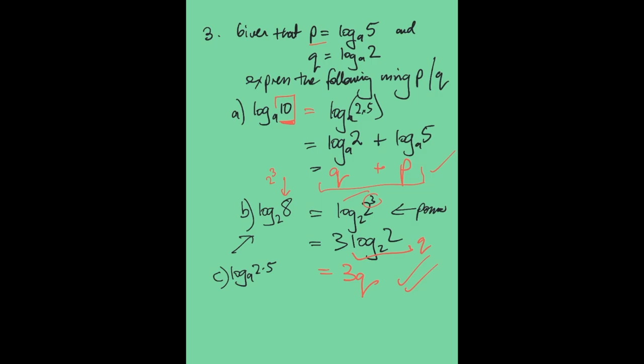I'm running out of space for C, but we can see that this one is going to involve the quotient rule because 2.5 is half of 5. So you could write this as 5 over 2. That's 2.5, right? So now using the quotient law, this is the same as log base a of 5 minus log base a of 2. And this is p minus q, and that's that answer.